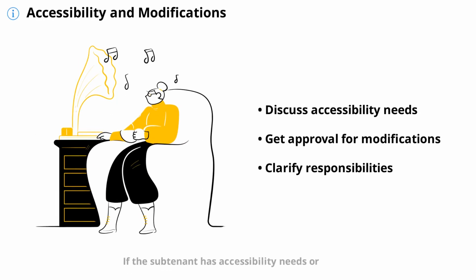If the subtenant has accessibility needs or wants to make modifications to the property, these should be discussed and agreed upon in advance. The landlord may need to approve any changes, and the sublease agreement should outline who is responsible for costs and restoring the property at the end of the sublease.